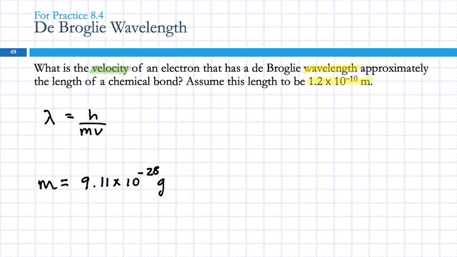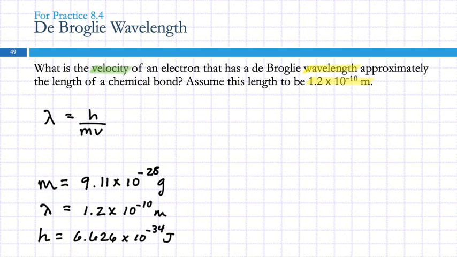We've got the wavelength is 1.2 times 10 to the minus 10 meters. And then we also can find out what Planck's constant is, 6.626 times 10 to the minus 34 joule seconds. You don't need to memorize that. I barely remember it when we're actually doing this chapter.